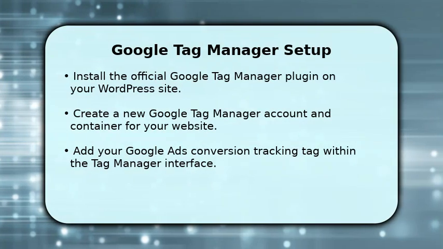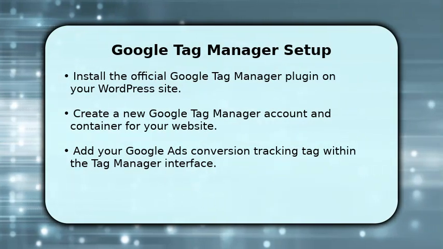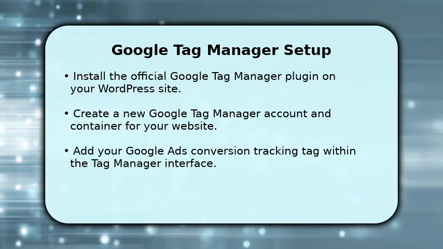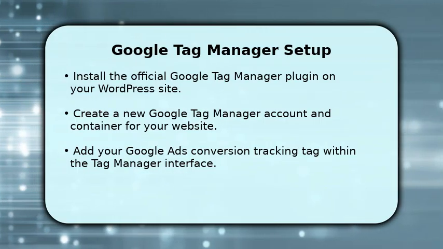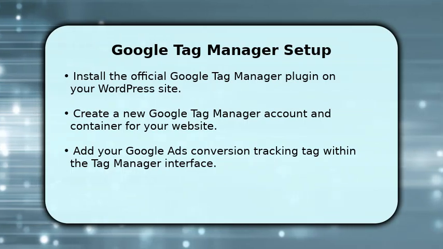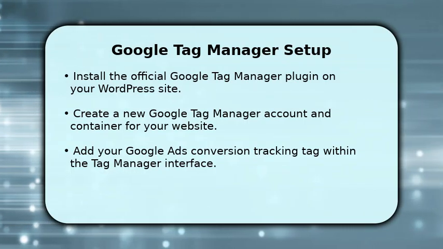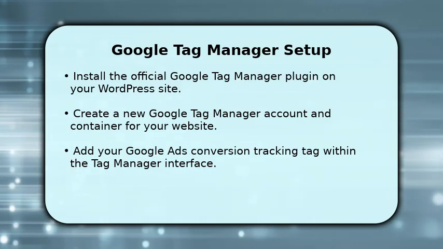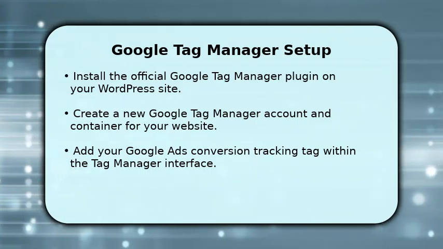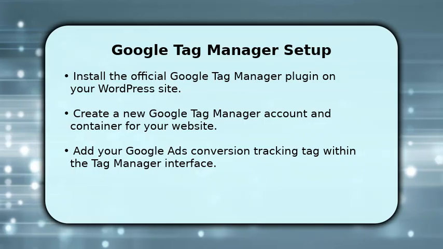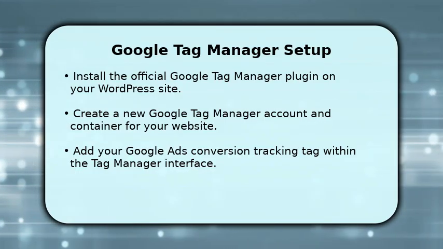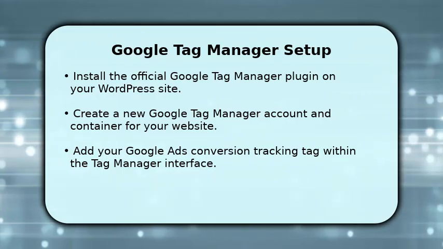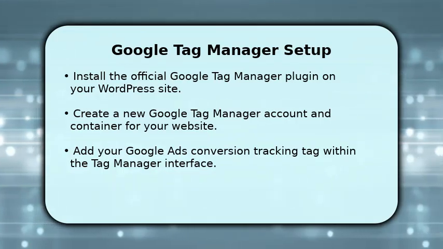To begin with Google Tag Manager, first install the dedicated plugin on your WordPress dashboard. Once installed, navigate to Google Tag Manager and create a new account and container specifically for your website. You will then add your Google Ads conversion tracking tag directly into this container. This method provides a flexible and robust way to manage all your tracking needs without directly editing your website's code.